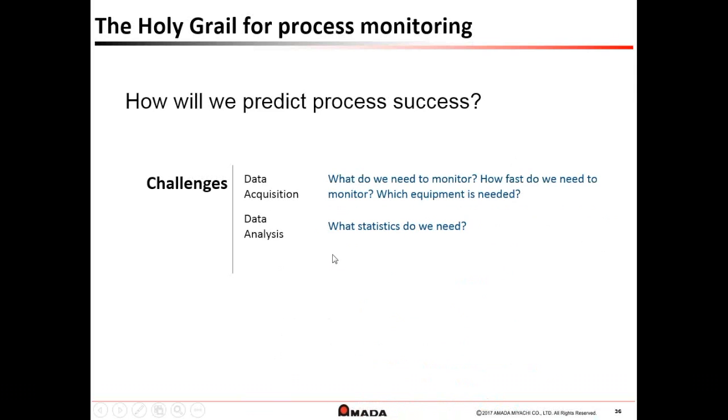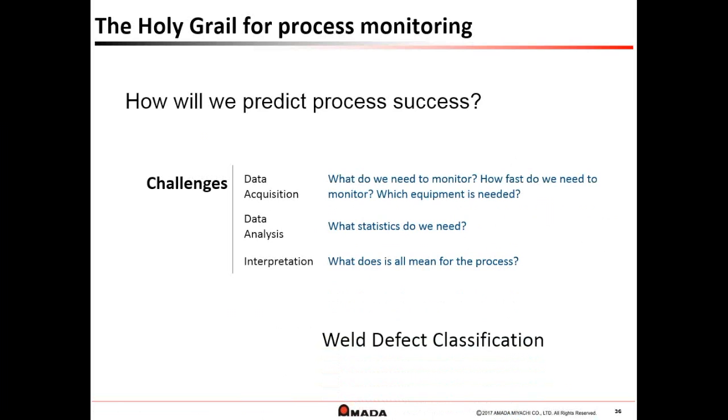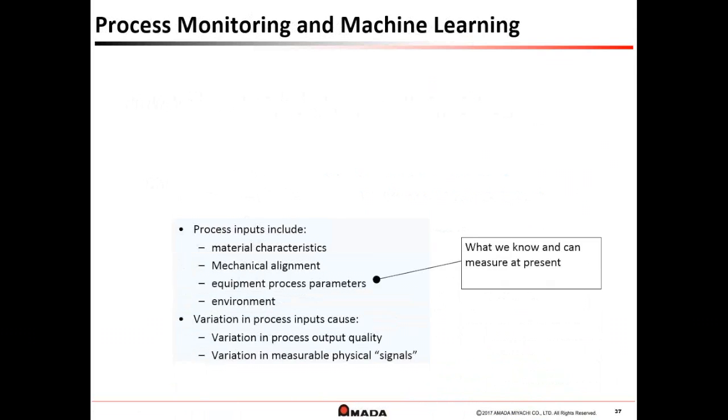Now that we've got the data, how do we analyze the data? There's a number of different ways you can analyze it. We can look for peaks, we can look for RMS, we can look for just overall statistics on the measurements themselves. Now that we've measured it and we've analyzed it, what does that mean for the process itself? Those are all the challenges together, and how we will predict it comes under weld defect classification. So we have to go through a number of different welds to predict that success.